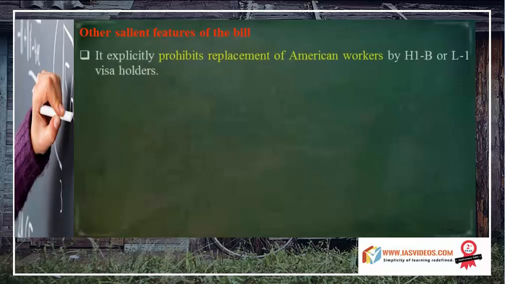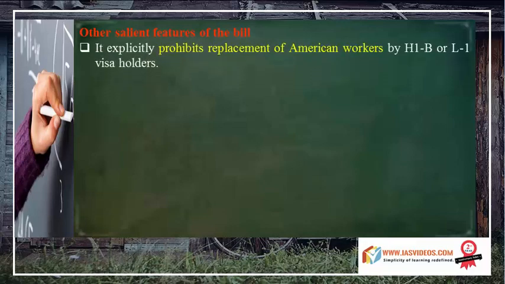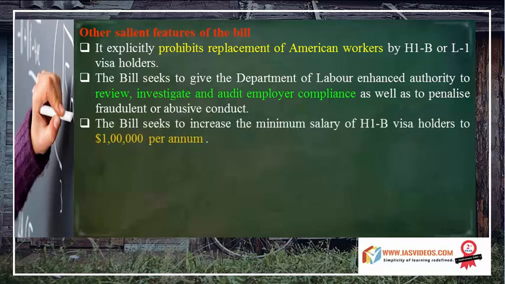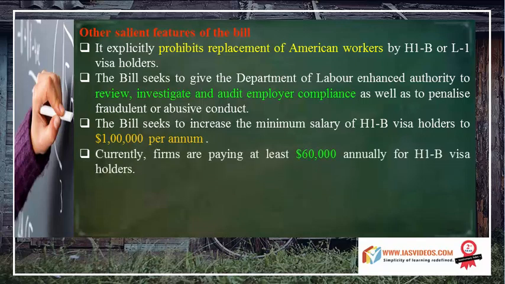Other salient features of the bill. It explicitly prohibits replacement of American workers by H1B or L1 visa holders. The bill seeks to give the Department of Labor enhanced authority to review, investigate and audit employer compliance as well as to penalize fraudulent or abusive conduct. The bill seeks to increase the minimum salary of H1B visa holders to $100,000 per annum. Currently, firms are paying at least $60,000 annually for H1B visa holders.